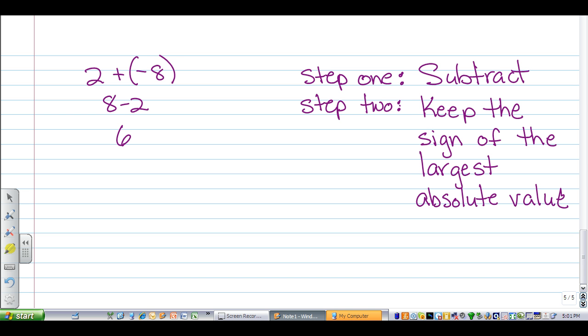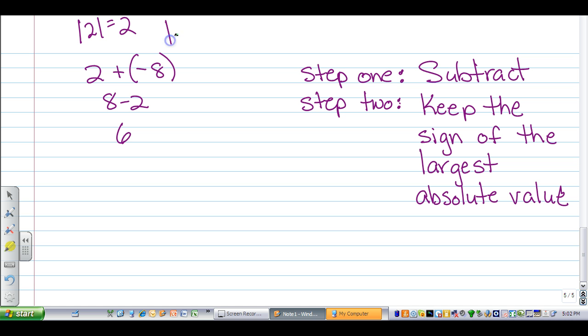And here is step 2. You are going to keep the sign of the largest absolute value. So you go back to the problem, and what is the absolute value of 2? The absolute value of 2 is 2. It's 2 spots away from 0. What is the absolute value of negative 8? How far away is negative 8 from 0? Well, the absolute value of negative 8 is 8. Which one is bigger? 8.